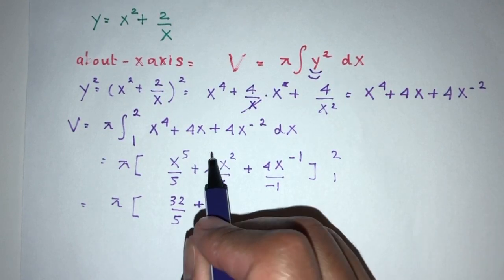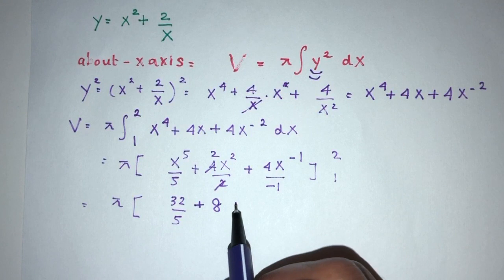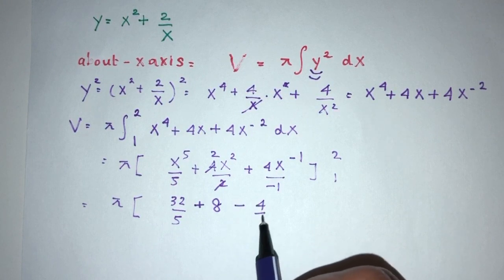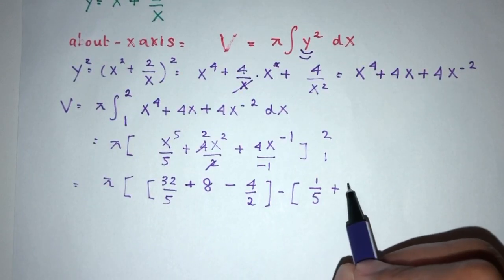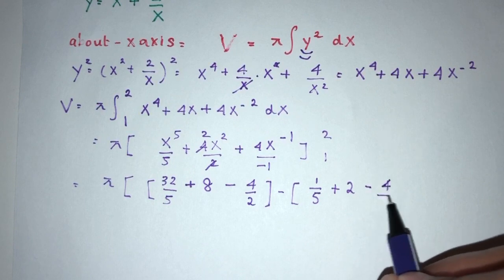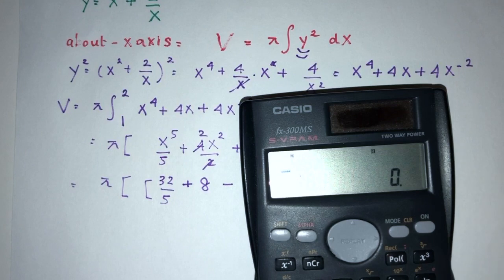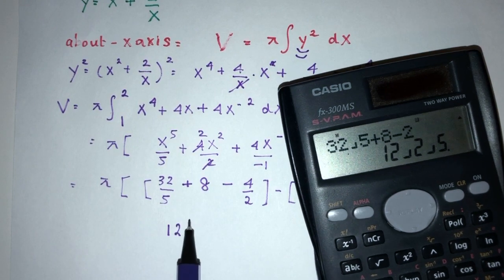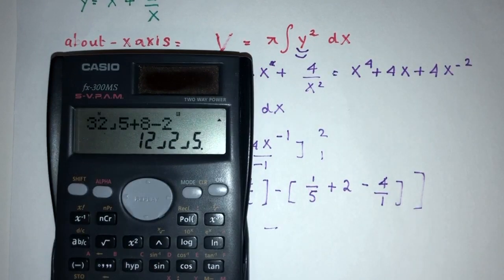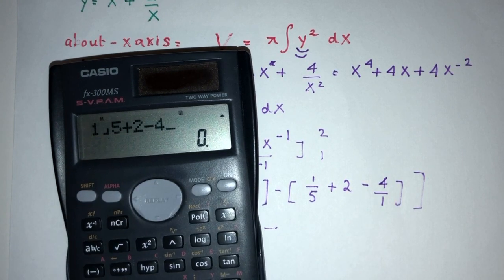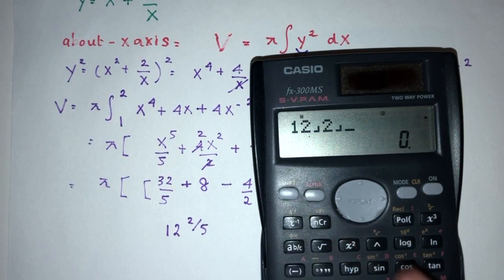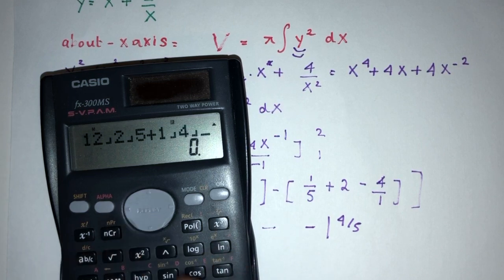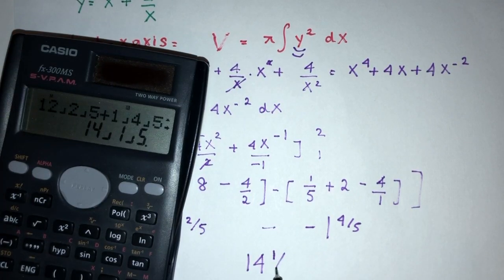And then this will be obviously 2x squared, so 2 times 4 is 8. Here we have minus 4 over x, so minus 4 over 2. That's the first part, and then minus, when x equals 1, that should be 1 over 5 plus 2 minus 4 over 1. So let's see what we have. 32 over 5 plus 8 minus 2, that should be 12 and 2 over 5. Minus, here we have 1 over 5 plus 2 minus 4, that would be minus 1 and 4 over 5. So 12 and 2 over 5 plus 1 and 4 over 5, that will be 14 and 1 over 5.